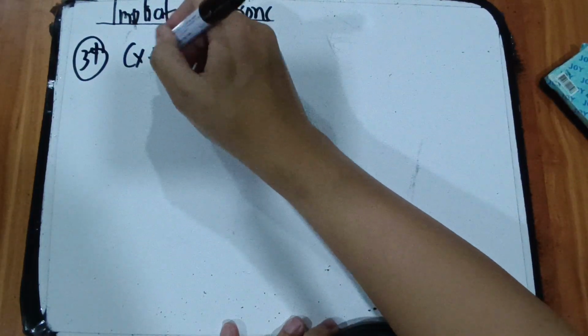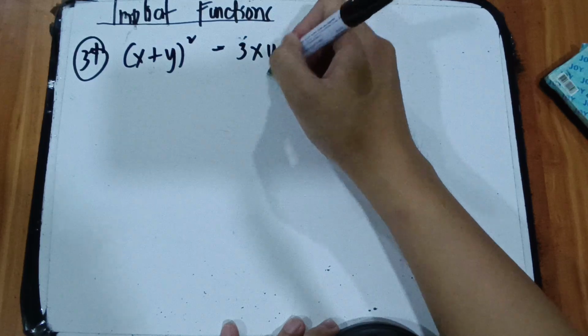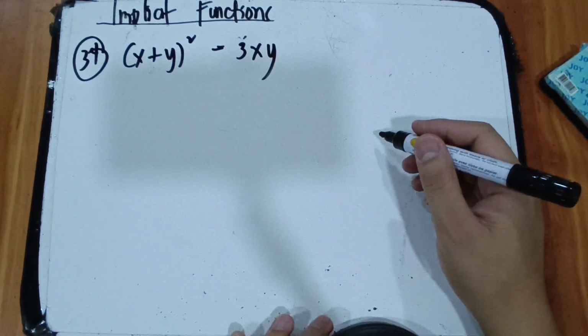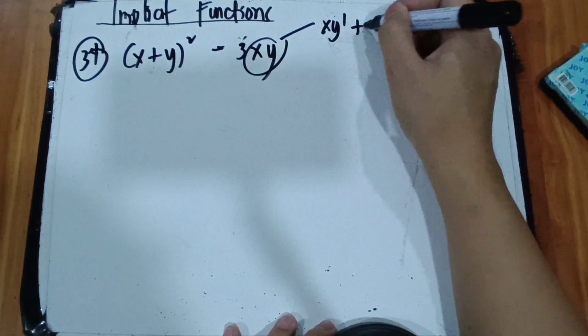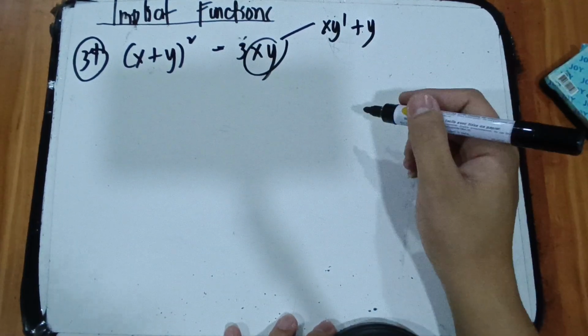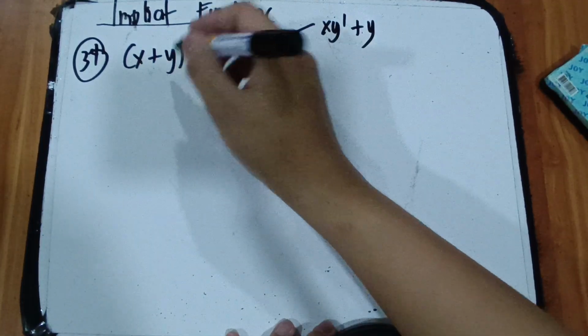So, given tayo x plus y squared equal to 3xy. So, eto guys, nakuha na natin to kanina. Ang sagot dyan is xy prime plus y. Tama ba? So, isusulat ko na lang siyang ganyan para hindi na natin kunin ulit yung derivative. Then, eto naman, chain rule.